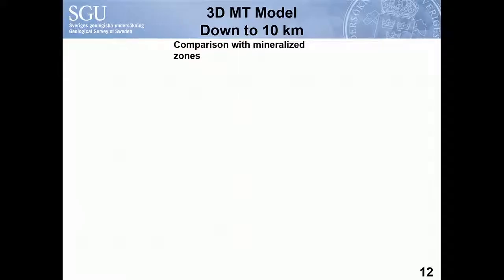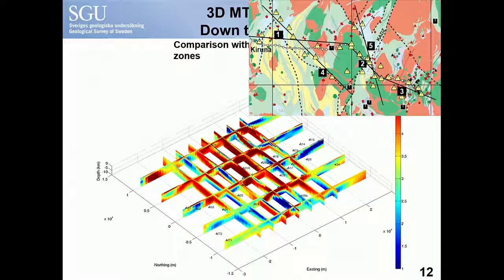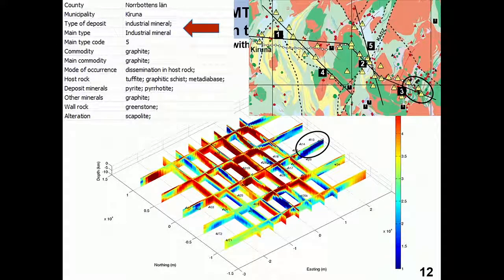So comparing the 3D resistivity model with some of the mineralization zones, we thought it was interesting. Here we see the geological map and the 3D model down to 10 kilometers. And we looked at the mineralization database. Here we have a lot of graphites, and we see a very conductive zone in the MT resistivity model.